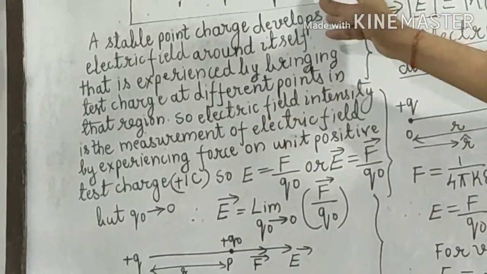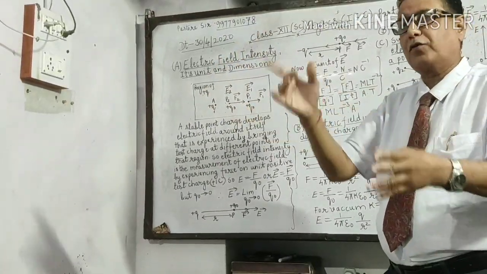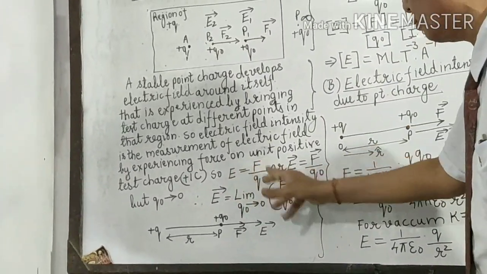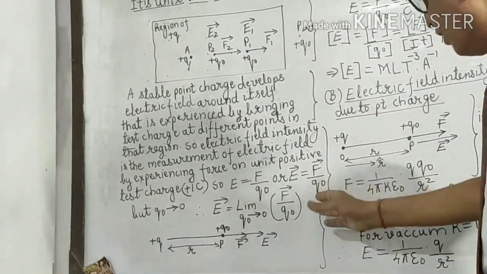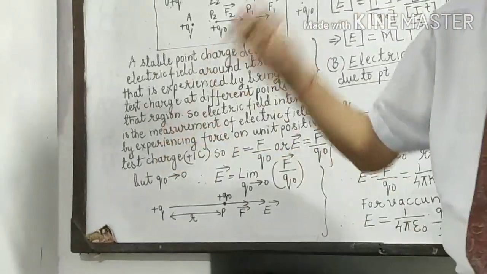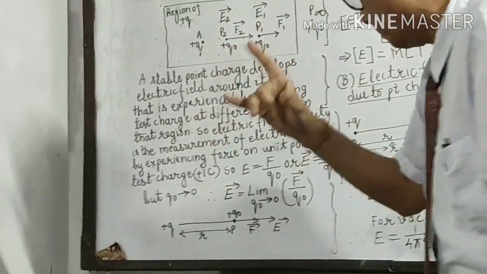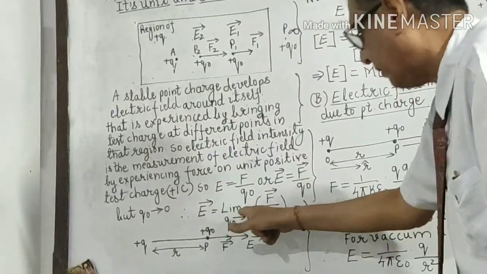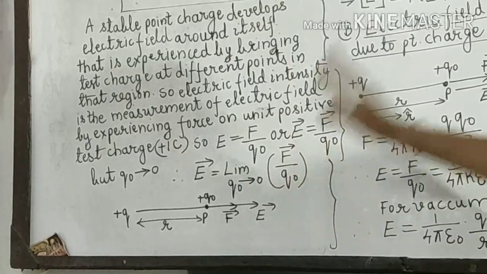If Q naught is kept here, the force experienced is F. So plus 1 C will experience F upon Q naught. So it has become the formula: E is equal to F upon Q naught, or E vector is equal to F vector upon Q naught. Since Q naught is very small, tends to 0, means it is not equal to 0 but very small, equal to 1 coulomb, then I will represent this E vector as a limit. It has become a limiting case: limit Q naught tends to 0, F vector upon Q naught.